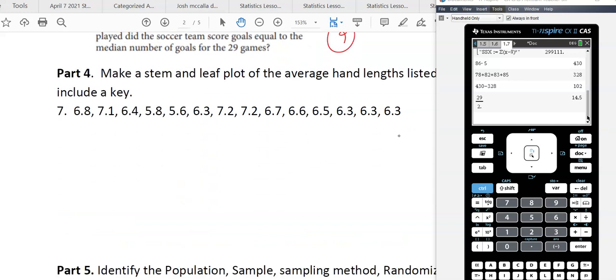Okay, make a stem and leaf plot. So it looks like 5, 6, and 7. Kind of the easy way to do this, I'm just going to try to do it by hand here. So 5, there's only a couple of them. That would be 5.0, 6 and 8.